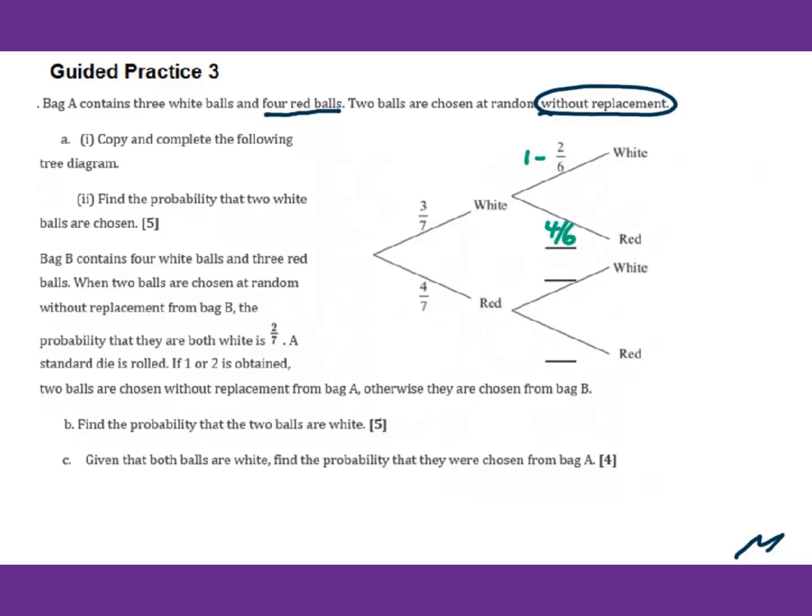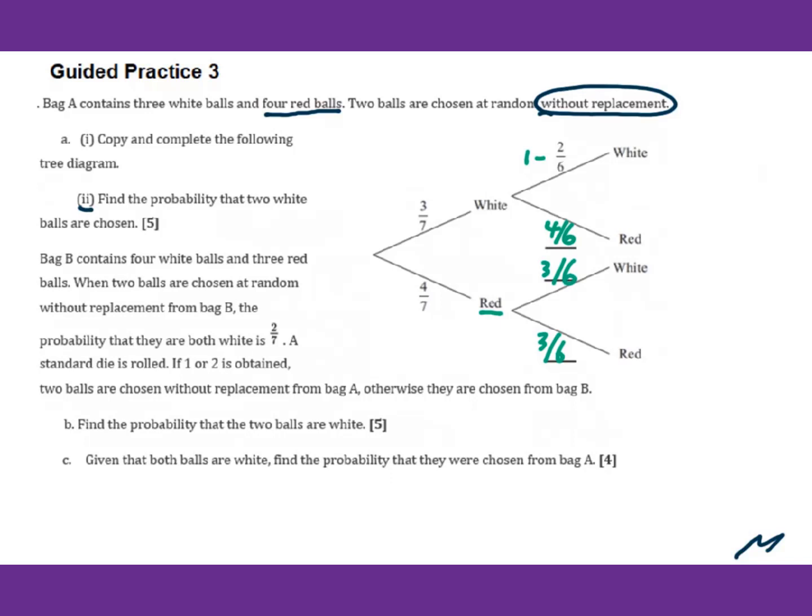This one. After you took 1 red, then you will have 3 red left. So it's 3/6. Then 3 over 6 for the white. Let's go to second one.